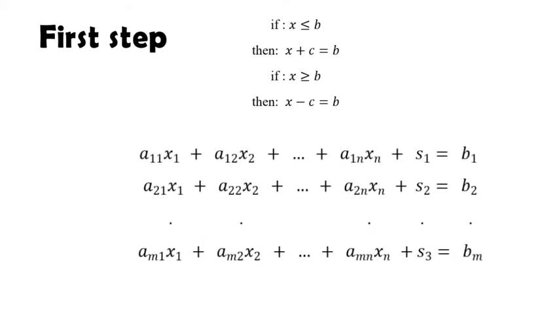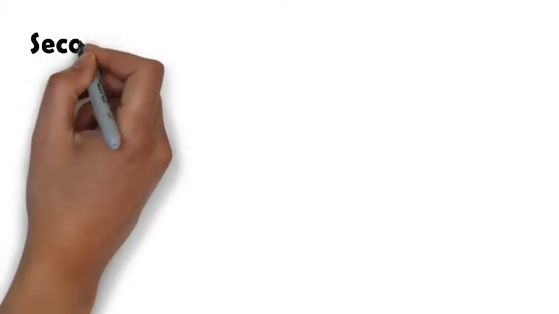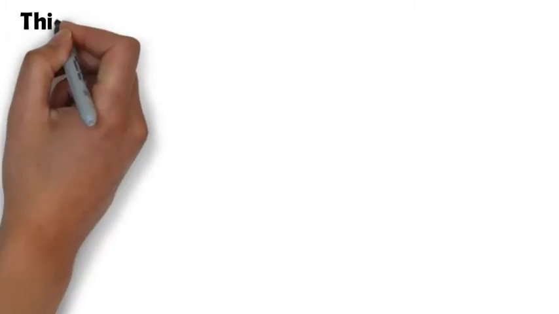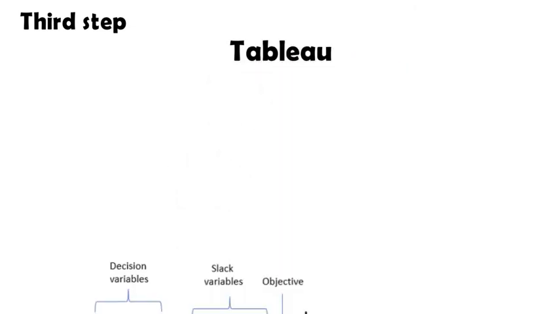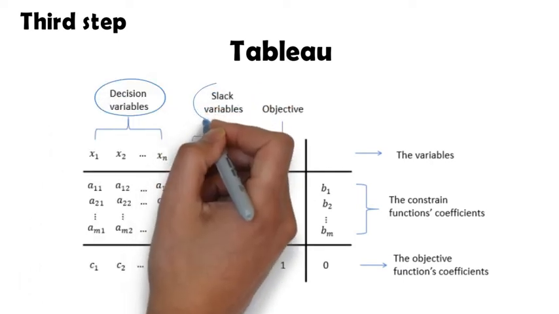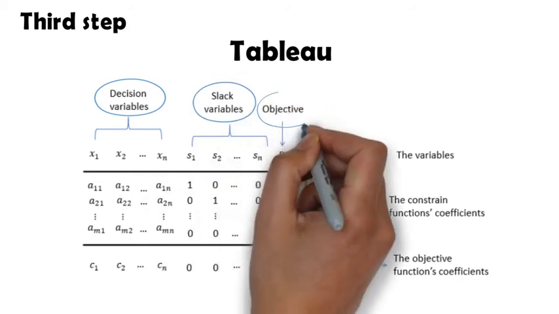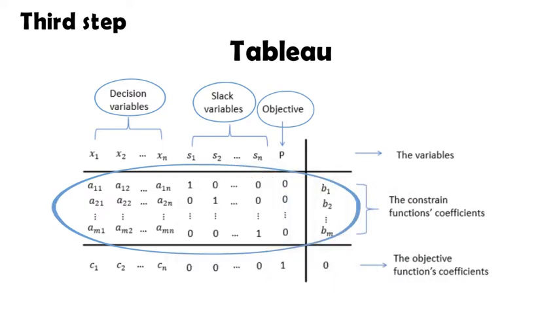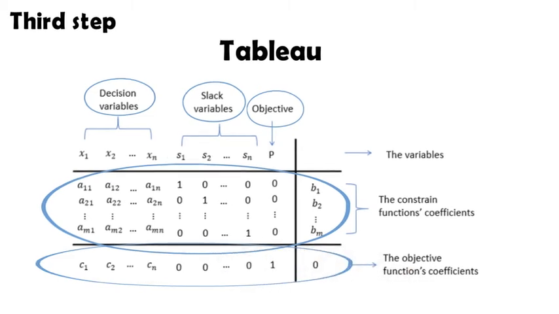First step: convert all inequalities into equalities by adding slack variables. Then the constraint functions would be as shown. Second step: write the objective function in the following form. Third step: construct the tableau in the following steps. The first row will be the variables distributed as shown. Here will be the decision variables. Here will be the slack variables. And here will be the objective function. The coefficients of the constraint functions will be distributed as shown. The coefficients of the objective function will be distributed as shown.